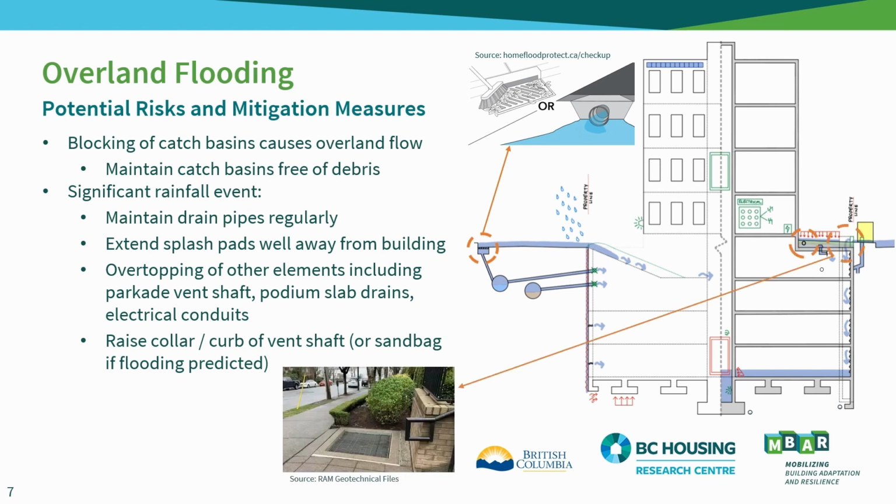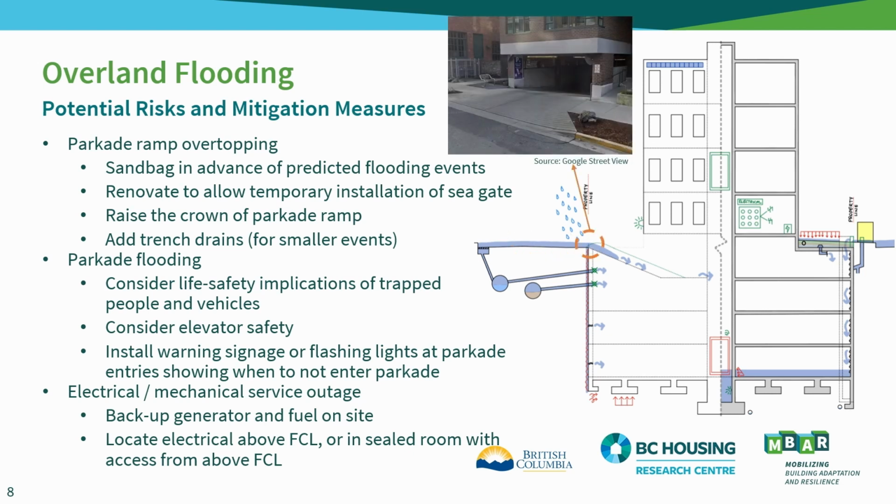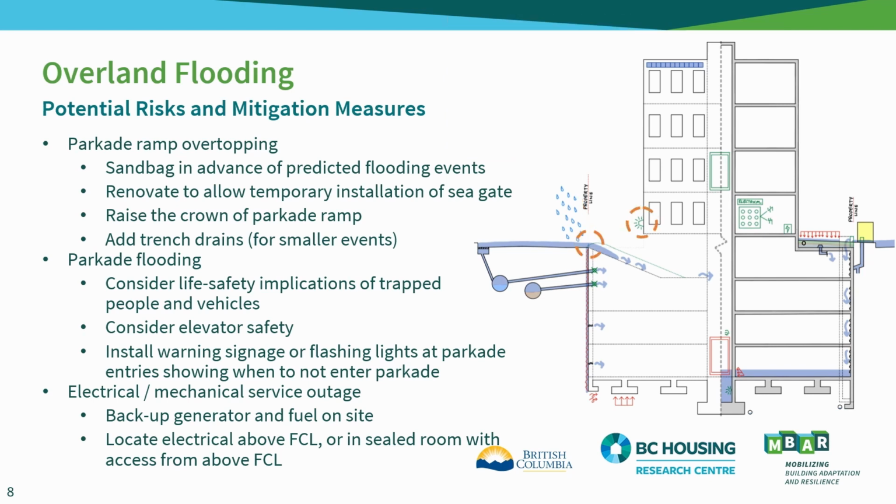Floodwaters may overtop parkade vent shafts, podium slab drains, and the collars of electrical conduits in nearby pad-mounted transformers. Flooding via vent shafts or podium drains can be mitigated by permanently raising the collar or curb or temporarily deploying sandbags. Overtopping of parkade ramps, as highlighted in the image here, will effectively result in a flash flood, which can be expected to completely fill the parkade. The risk of this can be mitigated by permanently raising the crown of the parkade ramp and potentially adding trench drains and/or sea gates. Sandbags can be temporarily deployed during flooding events. Warning or flashing lights at parkade entries can be installed to indicate when not to enter a parkade.